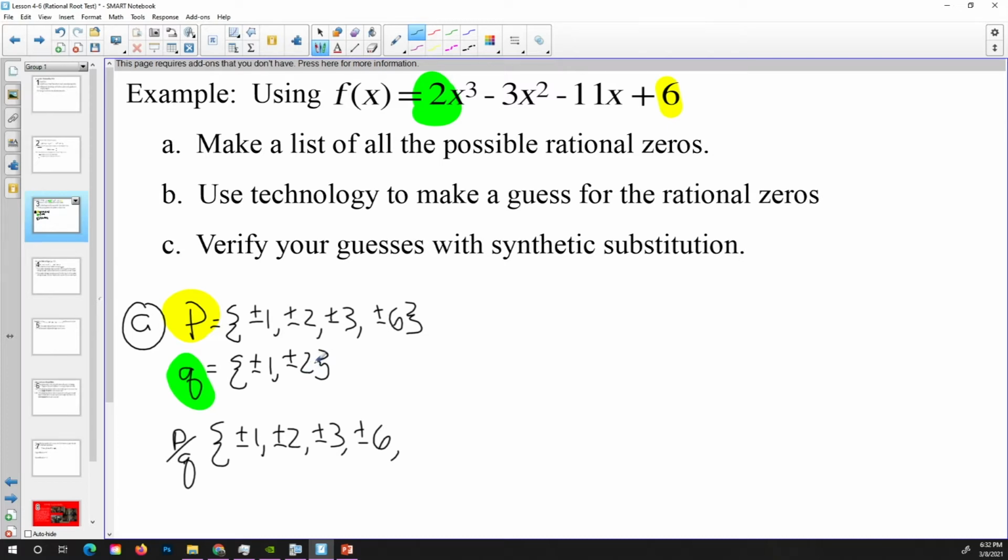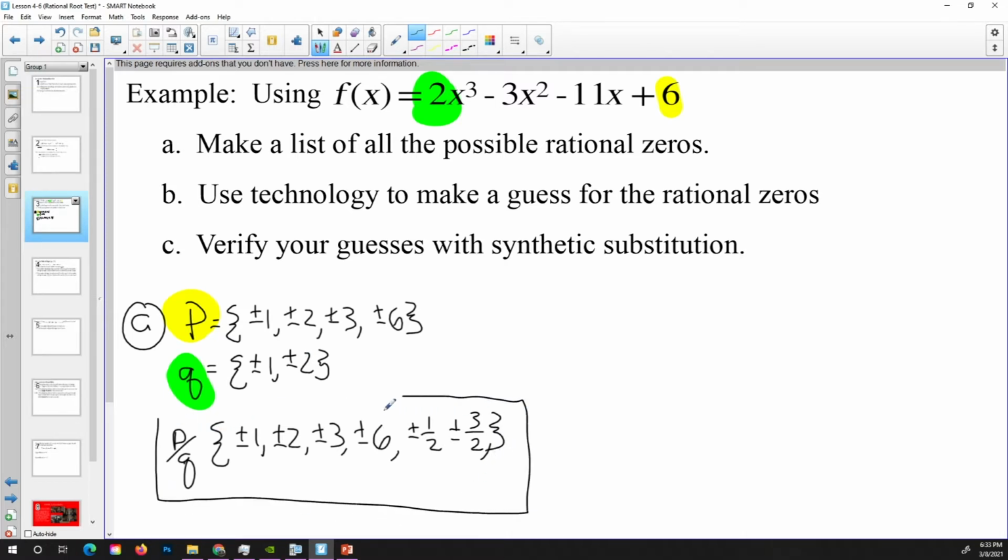But some of them we are not going to need to do. So 1 over 2, we don't have that yet, so plus or minus 1/2. 2 over 1 is 2, and we already have 2, so we don't have to write that one. 3 over 2, though, is 3/2, and we don't have that one. And then 6 over 2 is 3, and we already have that one. So we are done. This is our answer to part A.